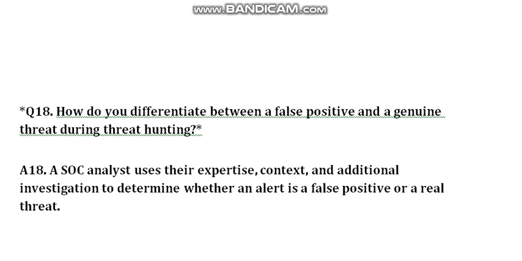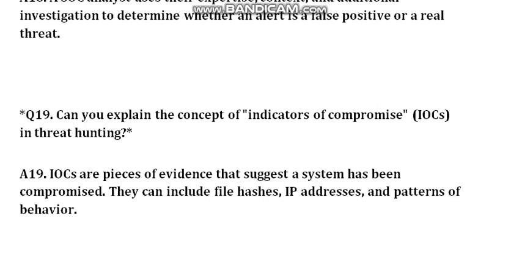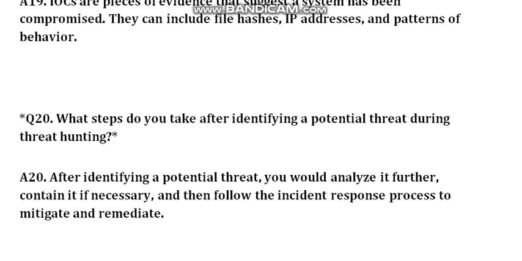How do you differentiate between a false positive and a genuine threat during threat hunting? A SOC analyst uses their expertise, context, and additional investigation to determine whether an alert is a false positive or a real threat. Can you explain the concept of indicators of compromise in threat hunting? Indicators of compromise (IOCs) are pieces of evidence that suggest a system has been compromised. They include file hashes, IP addresses, and patterns of behavior of an attacker.